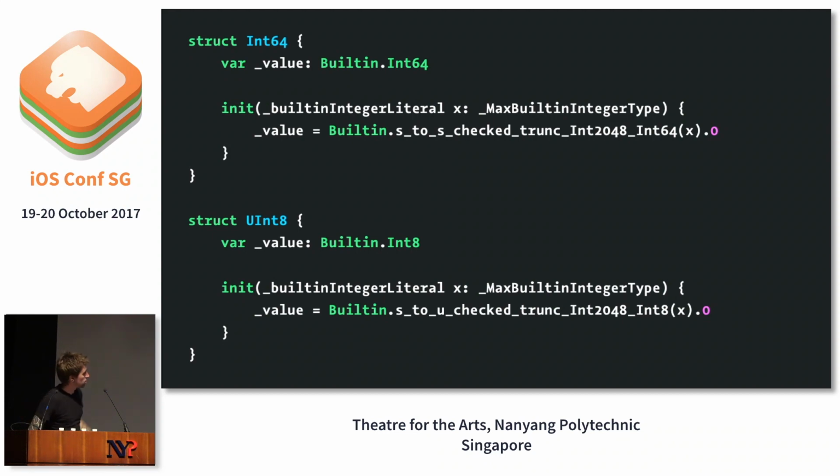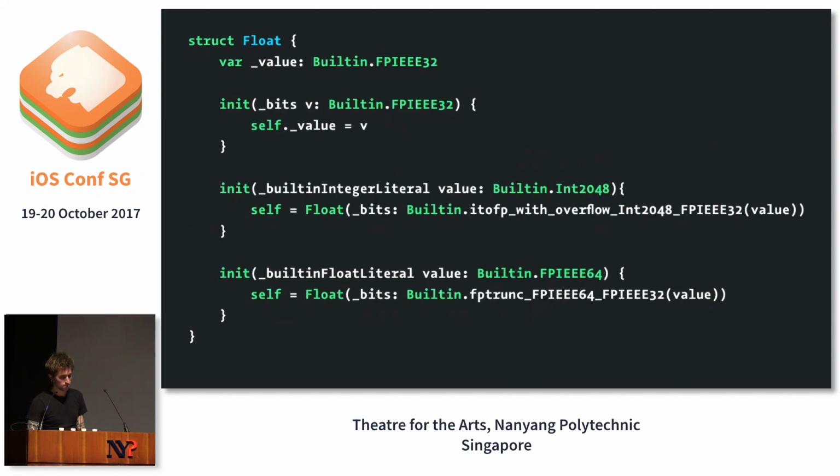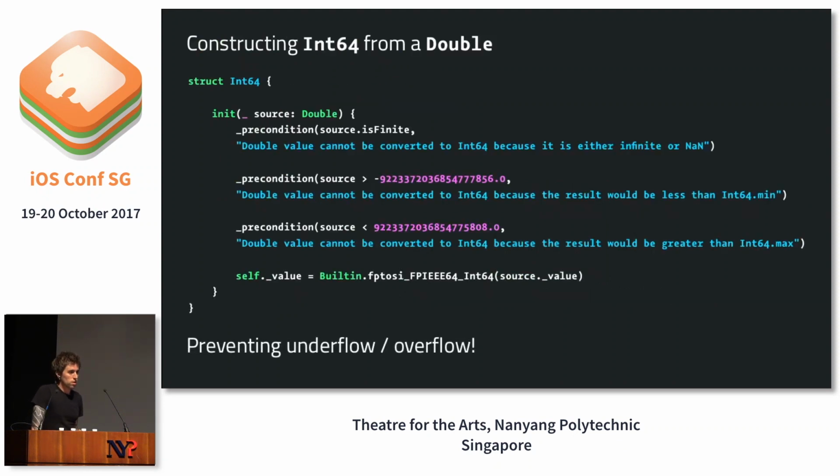Again, with Int8, we can see we're using the built-in Int8. We can look at Float. We see our built-in FP floating point IEEE 32-bit value. We can construct this from our literal values. We can even construct it from a 64-bit value. And then these functions convert the bits and set the value directly. Slightly more interesting, we can see what happens when we try to construct an Int64 from a Double. So we have all these precondition assertions here that we aren't overflowing or underflowing this integer.